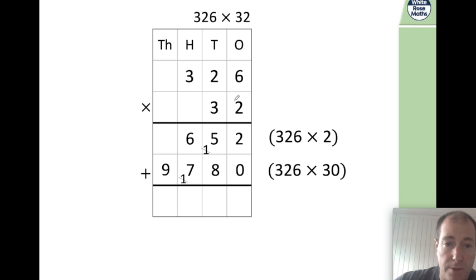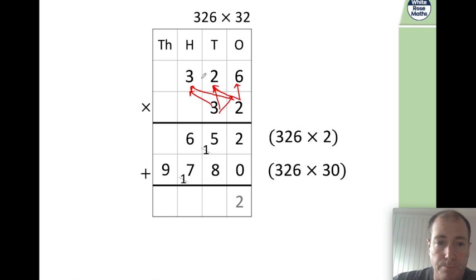So as you can see here, there is a very clear pattern. You start with the ones, multiply, multiply, multiply. Second row, put in a 0, multiply, multiply, multiply, and that's the order. Let's add them up, and we get 10,042.